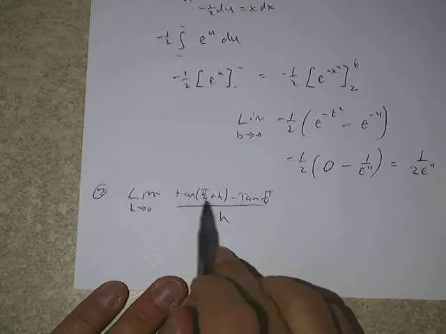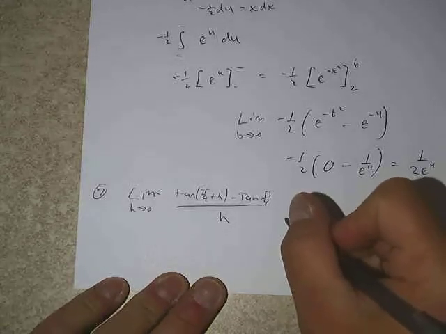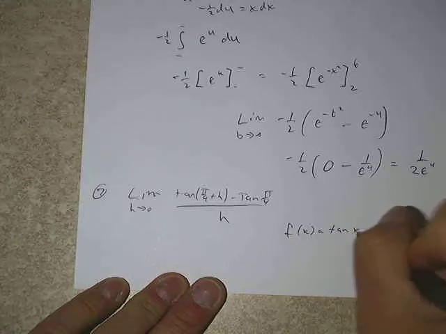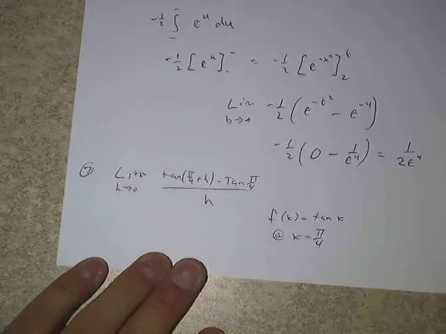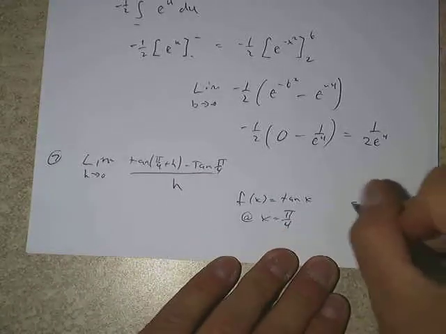On 7 we have the limit as h approaches 0 of tangent of pi over 4 plus h minus tangent of pi over 4, all over h. And bottom line here is we need to recognize that this is just a derivative. We're putting an x plus h and an x in. So ultimately this is really just the derivative of the function tangent x at x equals pi over 4.